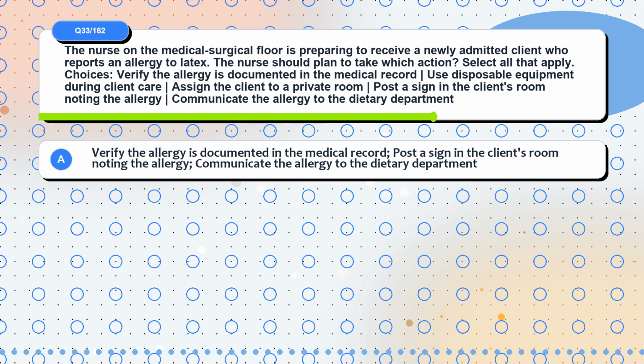Here are the options. Option A. Verify the allergy is documented in the medical record. Post a sign in the client's room noting the allergy. Communicate the allergy to the dietary department.